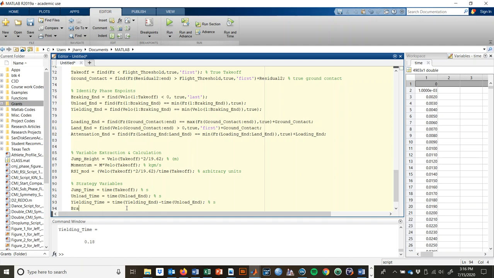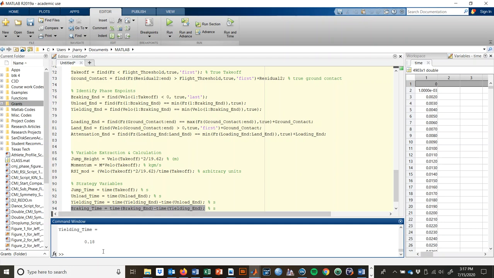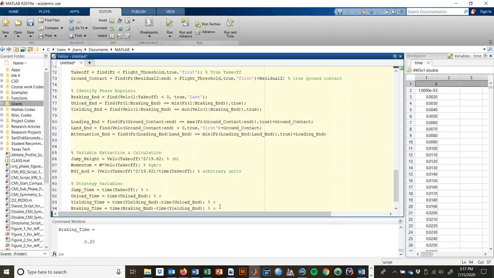Now we'll pull out the braking time. Again, this is eccentric braking based on the phase definitions used, but I'm going to shorten it to just braking for brevity, and this will be time braking end minus time at yielding end. Okay, and this will be units of seconds as well. This will be what, 0.28 maybe? Oh wait, do it one more time. Oh, that was fast braking time.